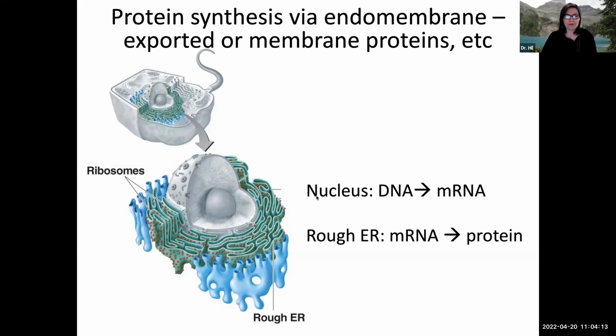But if you want a protein that is going to end up outside the cell, or is going to end up in the membrane of the cell, you have to use the endomembrane system. And so the beginning is very similar. Let's suppose we're a B cell and we want to make an antibody for export. So first we transcribe the antibody genes into RNA, and that RNA leaves the nuclear pore.